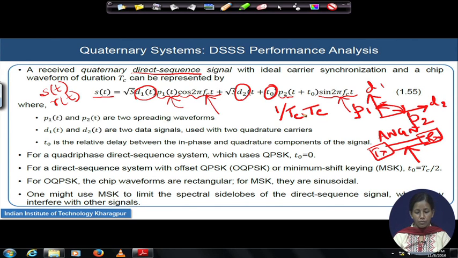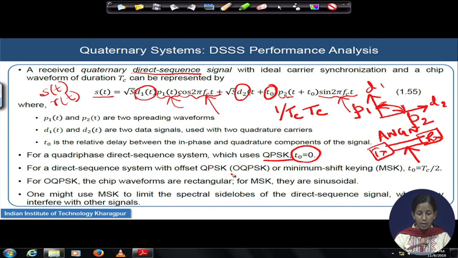So, with this consideration, let us understand a little bit more about the kind of modulation schemes that we are going to utilize here. If we utilize QPSK, quadrature phase shift keying, for the modulation of D1 and D2, remember in that situation your delay between these two will be exactly 0.